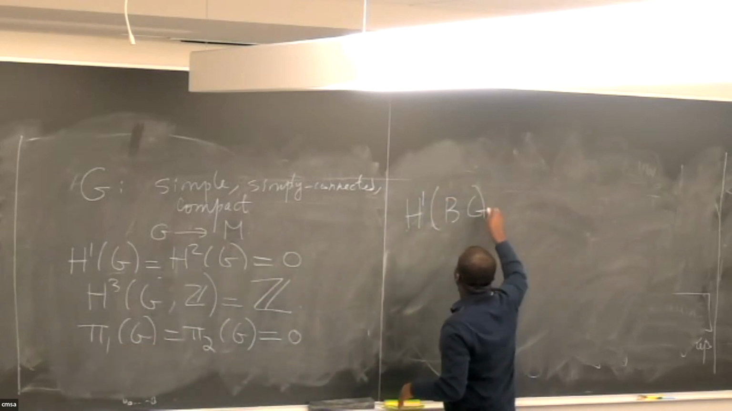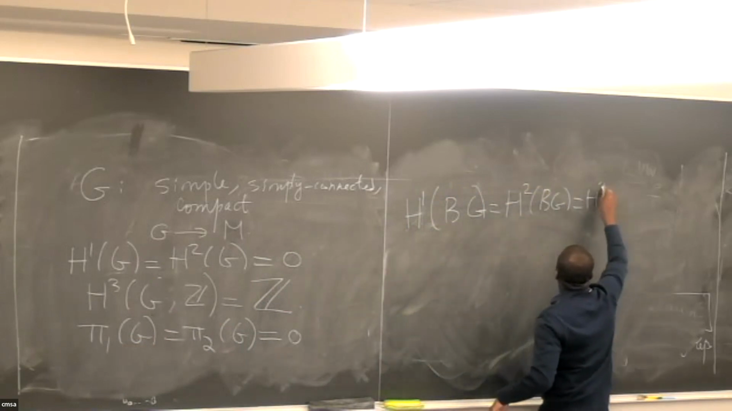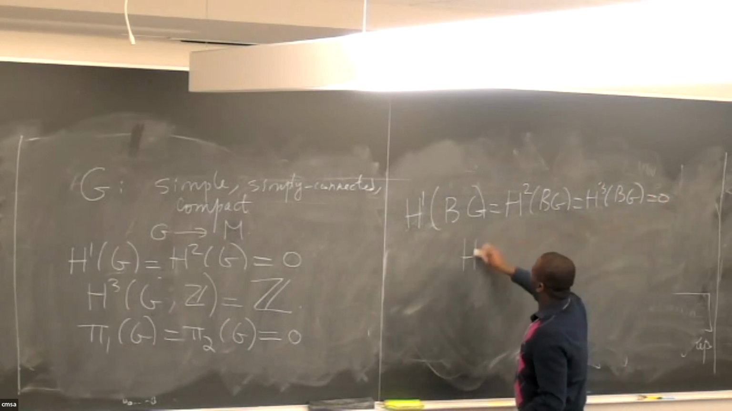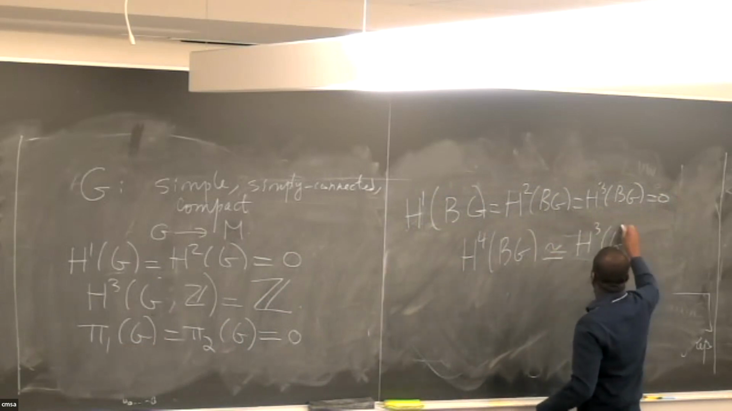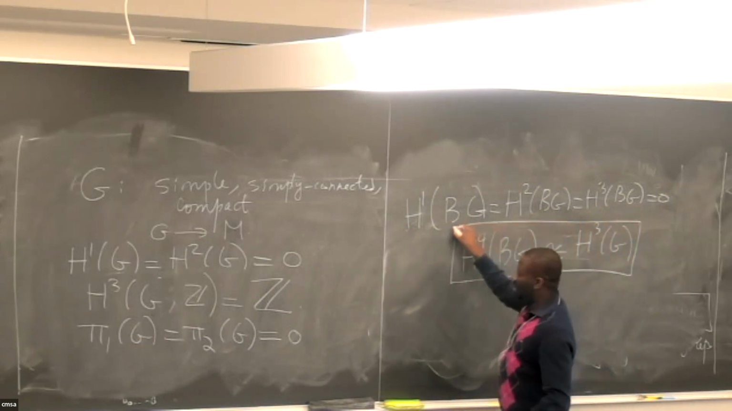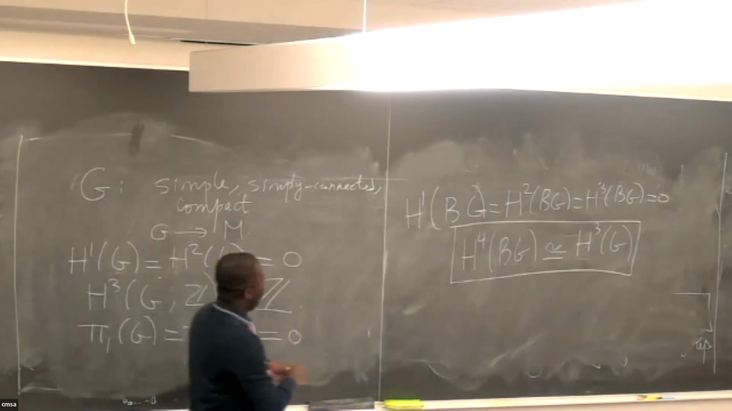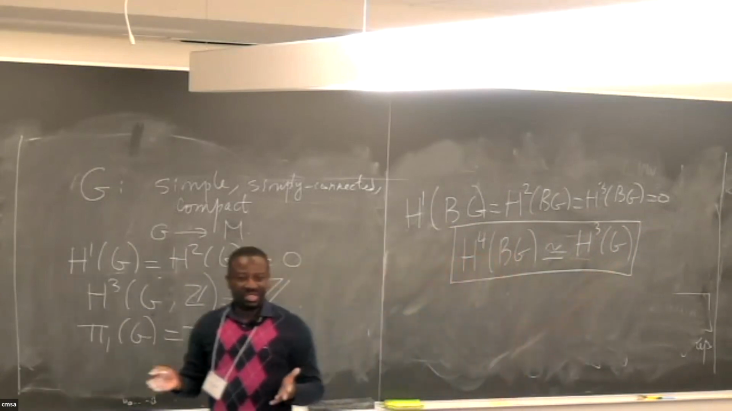And what you have is that H1, H2, and H3 of the classifying space are trivial. But H4, by transgression, you can actually write an explicit isomorphism with H3 of G. So it's also given by just the integers. Now, as you see, these two groups naturally show up in this story.